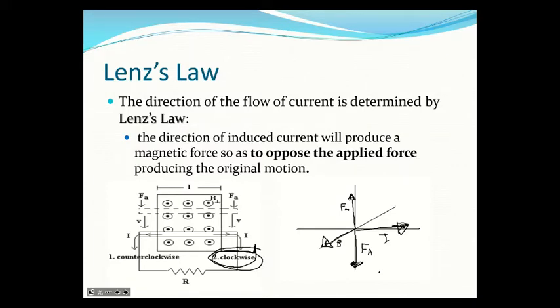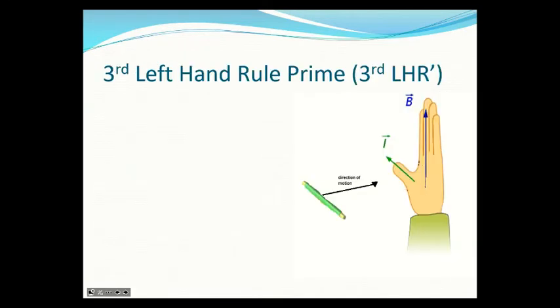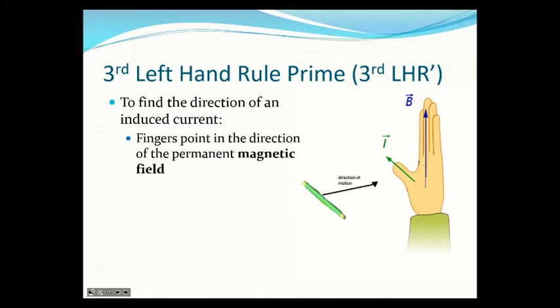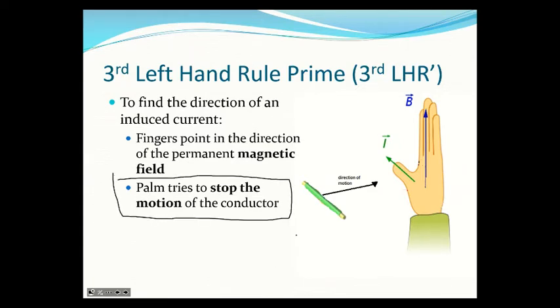But what we'll also learn is a third left-hand rule prime, which is just a little bit different. To find the direction of an induced current, fingers point in the direction of the magnetic field, so that's no different than our regular third left-hand rule. This is the different step. Our palm is trying to stop the conductor. So the conductor is moving this way, and then my palm is saying stop. And then the thumb points in the direction of that induced current.